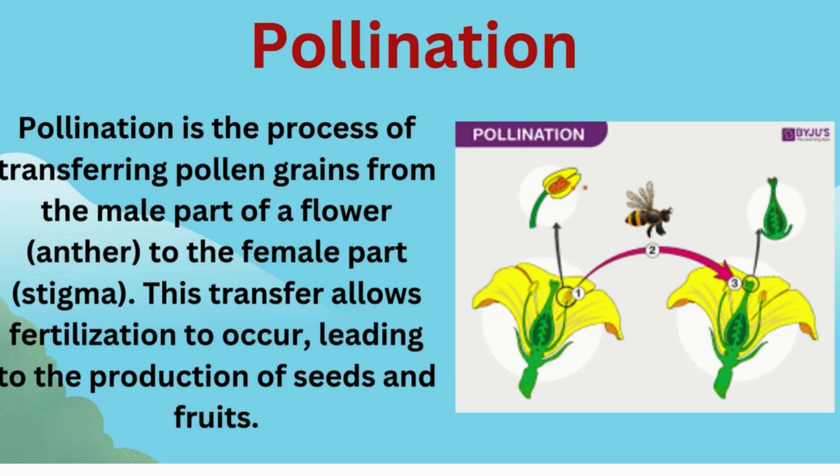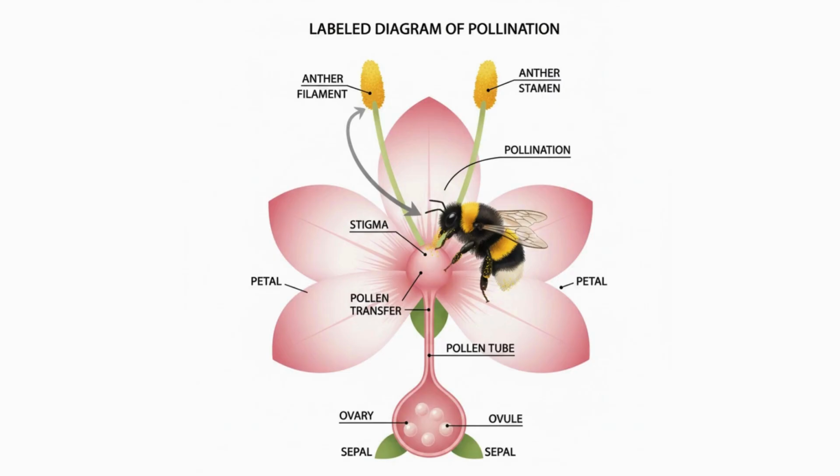So this we explain with the diagram: the flower consists of two reproductive organs. It is an essential process for reproduction in flowering plants, the angiosperms and gymnosperms, involving the transfer of pollen grains from the anther, the reproductive part, to the receptive part.